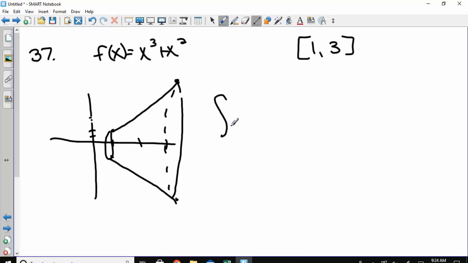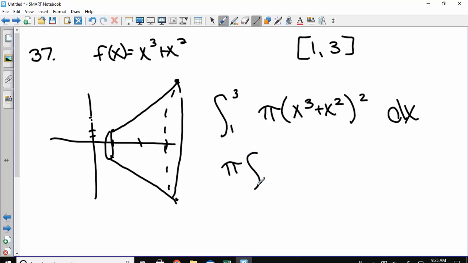When you do volume, you have starting and stopping. What you're integrating is the area of a cross section. Okay, since this is just spinning, my cross section is the circle. How do you find the area of a circle? Pi r squared. So my radius is my function.